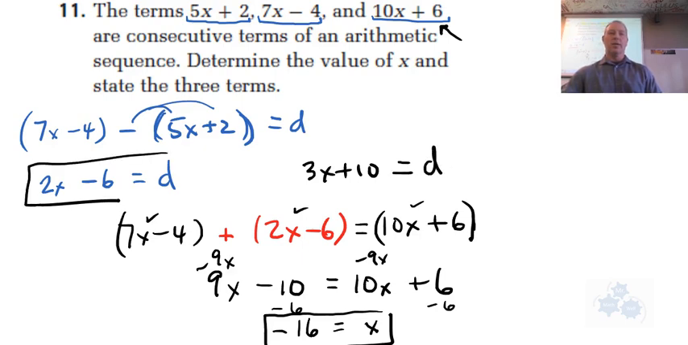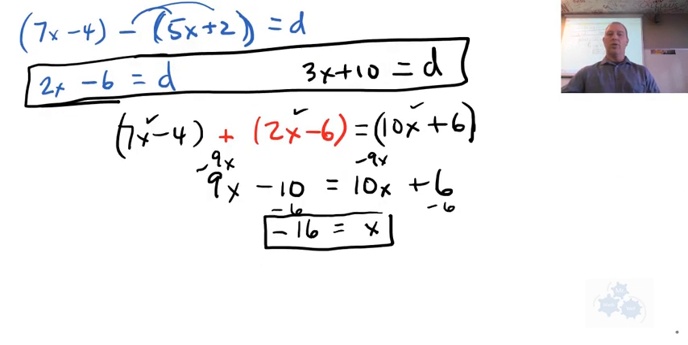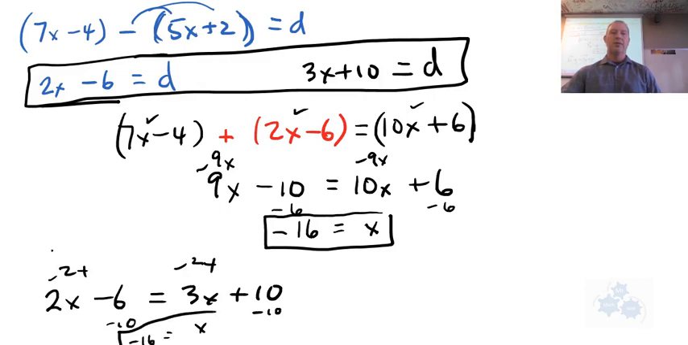So here's what Chloe did. She said, I know the difference is this expression and the difference is also this expression. You could totally do it that way. Because both expressions are equal to d, they're also equal to each other. So here's another equation: 2x minus 6 equals 3x plus 10. They are both expressions for the same difference. We have an equation, we have one unknown, we solve for it. Subtract 2x, you get x here, minus 10, x equals negative 16.